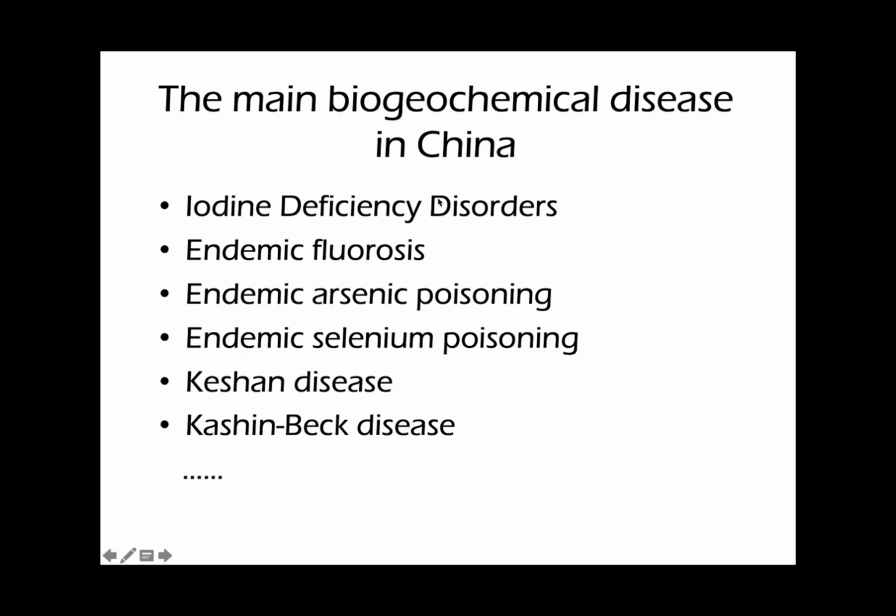There are several main biogeochemical diseases in China: iodine deficiency disorders, endemic fluorosis, endemic arsenic poisoning, endemic selenium poisoning, Kaschin-Beck disease, and Keshan disease. And in today's lesson, we will explain in detail iodine deficiency disorders and endemic fluorosis as examples for better understanding of biogeochemical disease.